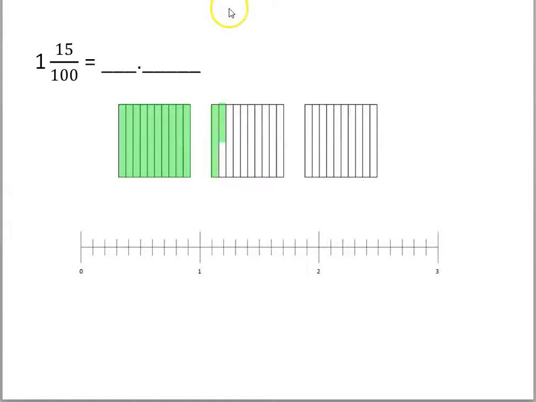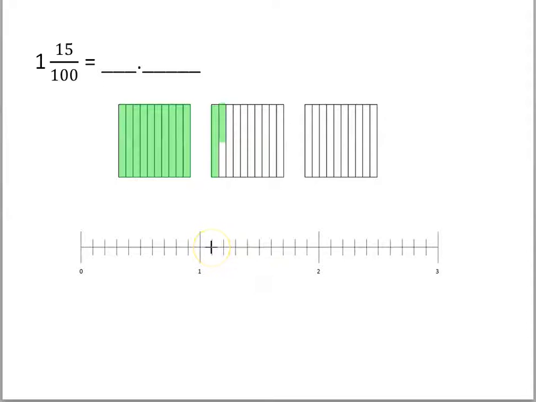Now let's go to my number line. The range in my number line is from 0 to 3. Now let's think about 1 and 15 hundredths. It's more than 1, but it's less than 2. And again, just like with my area model, my number line is broken into tenths, but that's okay.